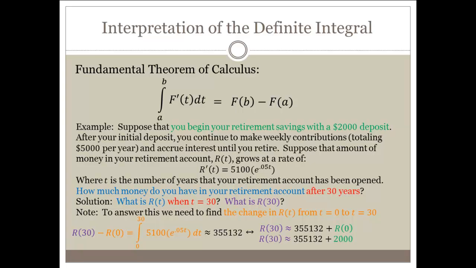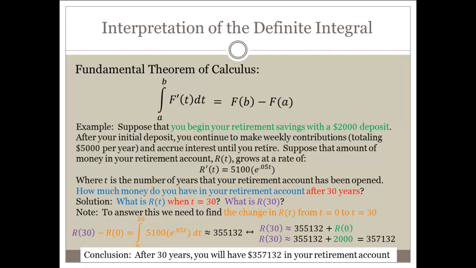Which means that R(30) is 355,132 plus 2,000, which is 357,132. So we can conclude that after 30 years, you will have $357,132 in your retirement account.